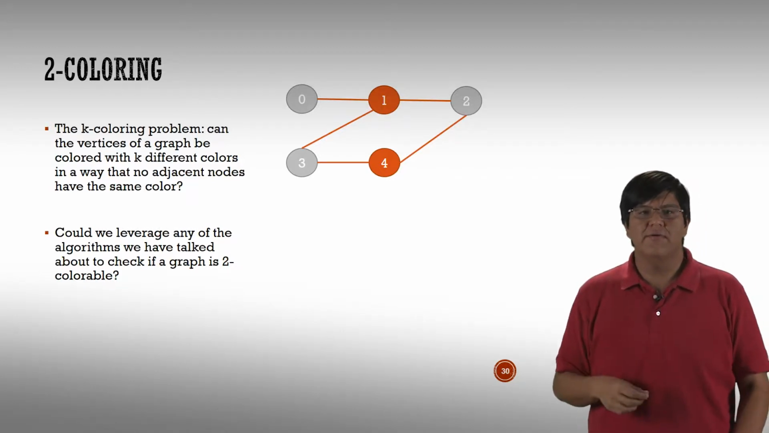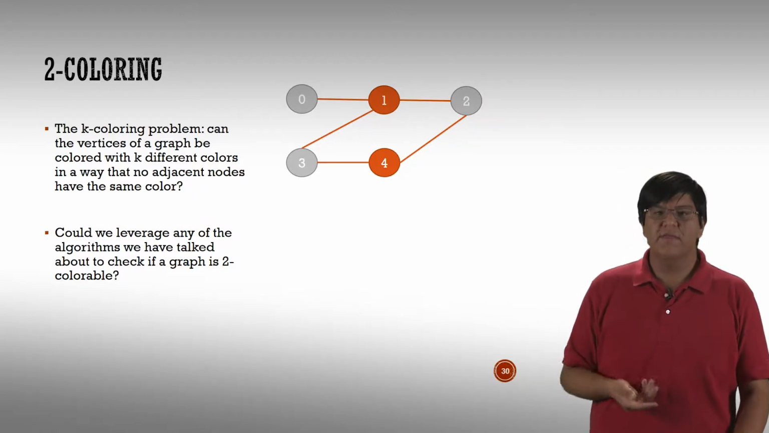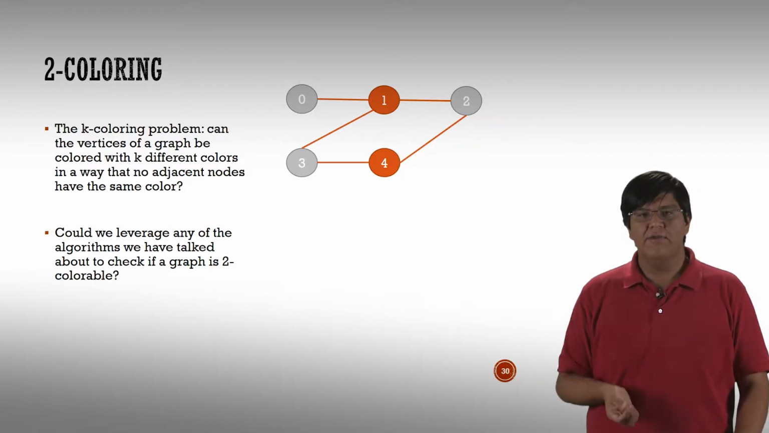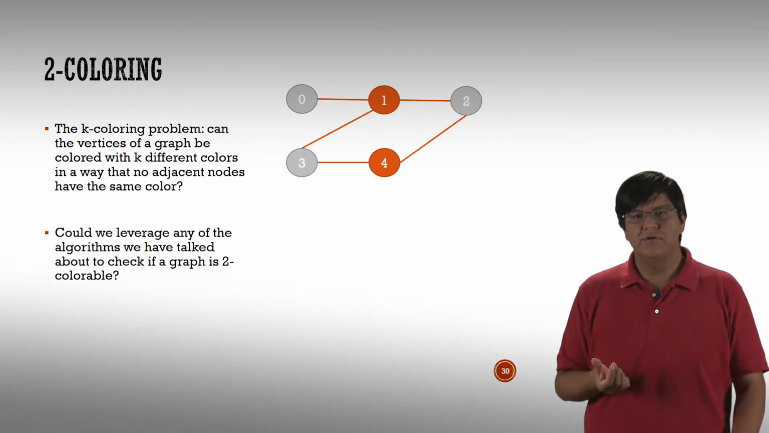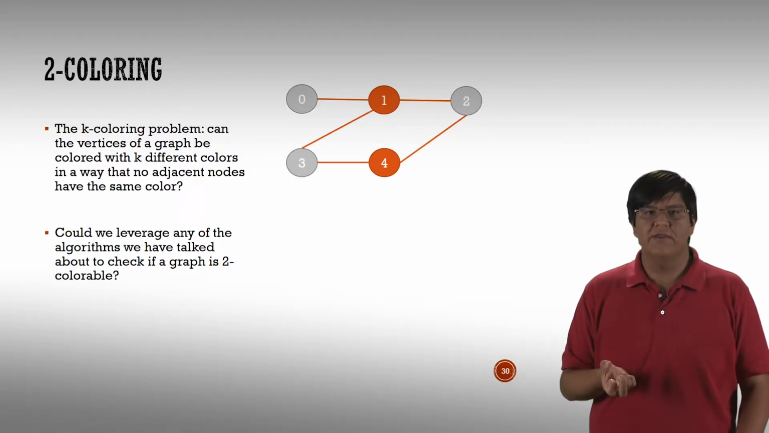All right, so this is called two coloring. This is a specific version of what they call the K coloring problem. So the idea is this: given a graph, can I color the nodes in it with different colors such that no node pair has the same colors on it, right?